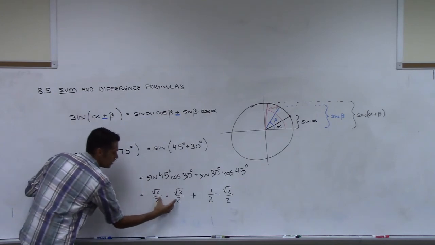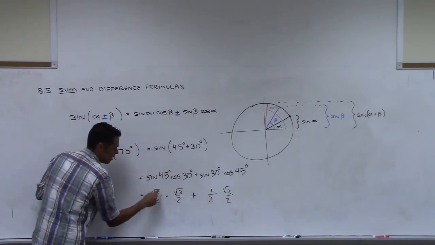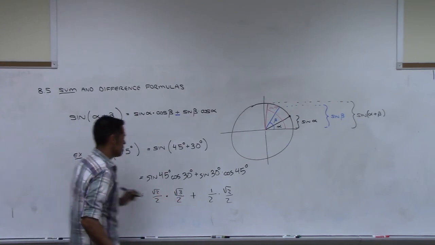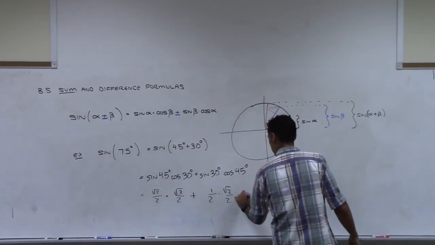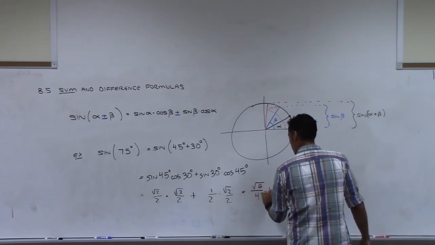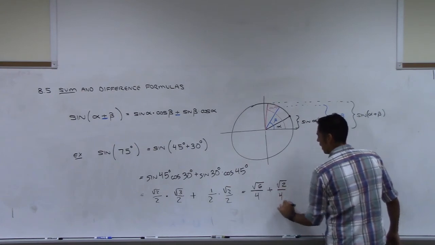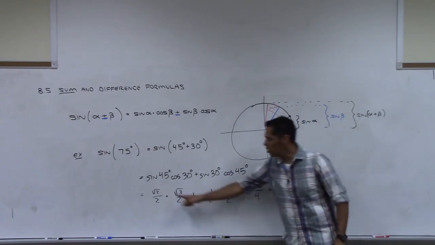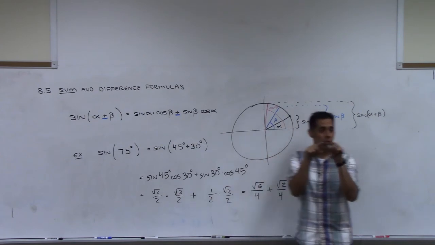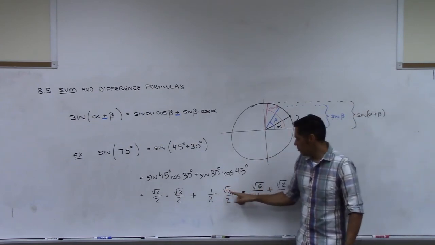Now let's multiply these two together. If I multiply these two, I go straight across. So I should get root 6 over 4, then plus root 2 over 4 again. When you multiply roots together like this, you can just multiply the radicands. 2 times 3 is 6. And then here, 1 times root 2 is root 2.